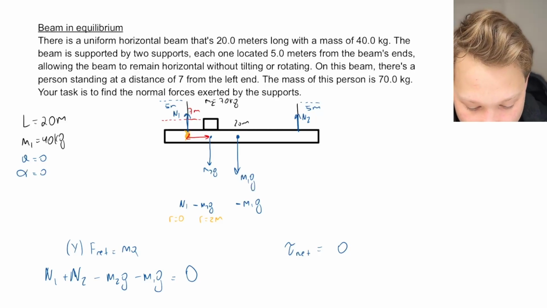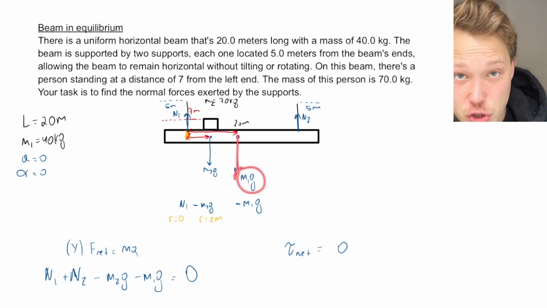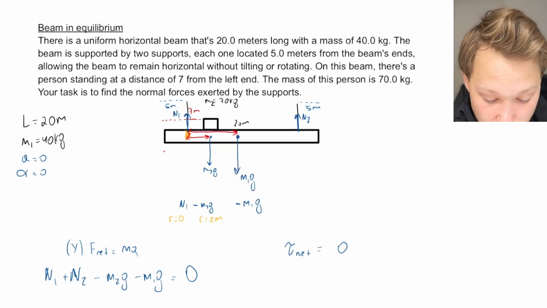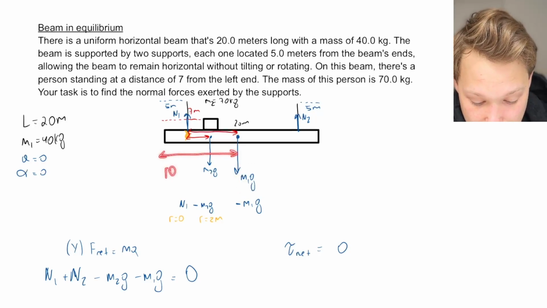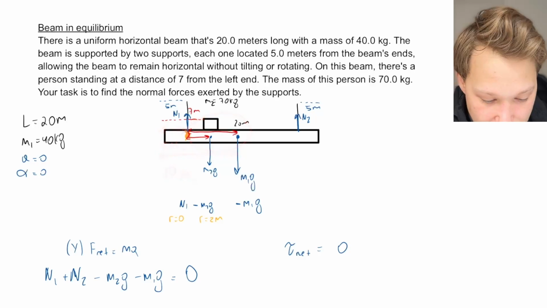Okay, what about the force, this distance right here? Remember, this force is the force of gravity from the beam, so it's applied at the center. So this total distance right here is 10 meters. This distance right here is 5 meters. So the distance that we have left here is 10 minus 5, or 5 meters.